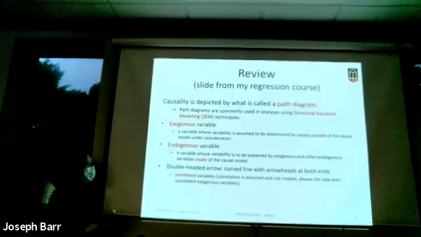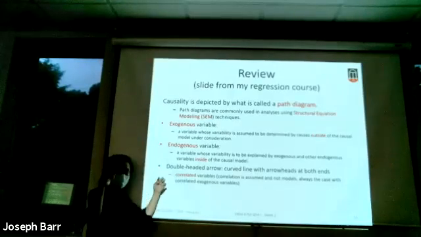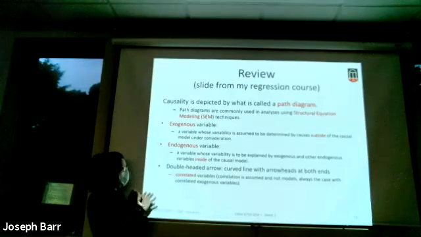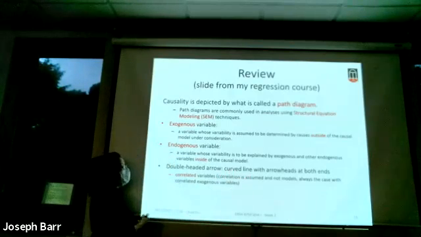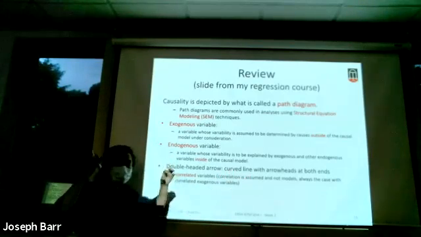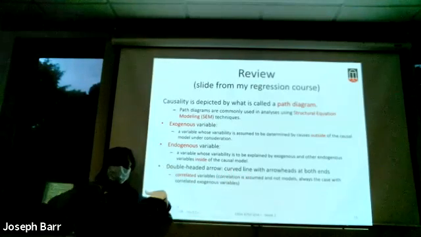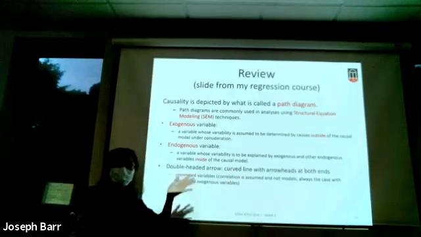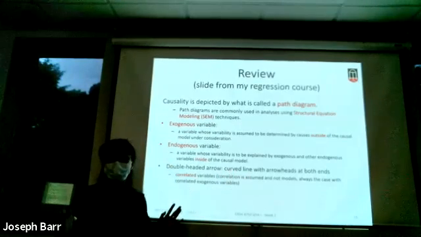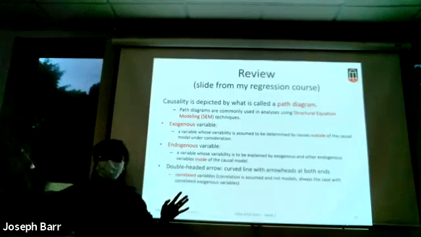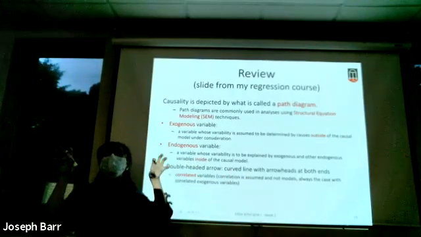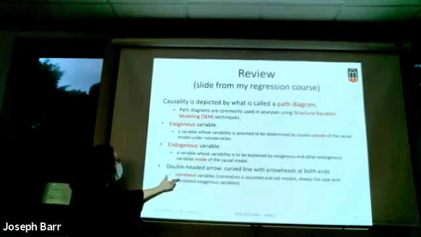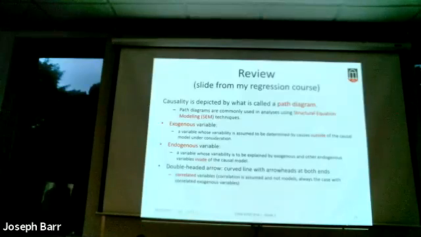And for arrows, okay, a double-headed arrow, two-sided. Usually it's a curved line with arrowheads at both ends. That means those two variables are correlated. There's a covariance among them. But which one causes which one, I don't know. Does A cause B or does B cause A? I don't know. I just know that these two are correlated. Then I use a double-headed arrow.